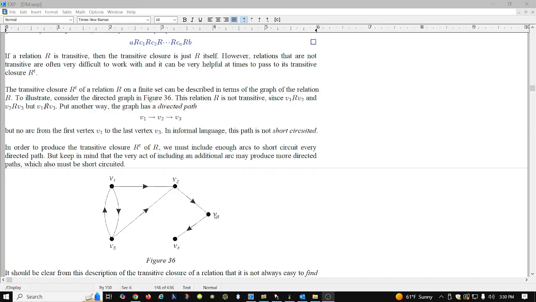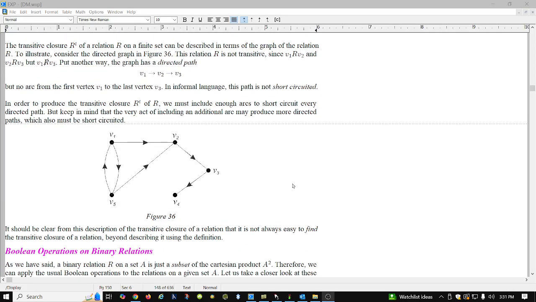So in order to produce the transitive closure of a relation, what we have to do is include enough arcs in the graph to short circuit every directed path. But keep in mind that every time we include a new arc to short circuit a path, we may create new paths. And so those may have to be short-circuited. They may not, but they may have to be short-circuited. So it's not as simple a process as it might sound at first.